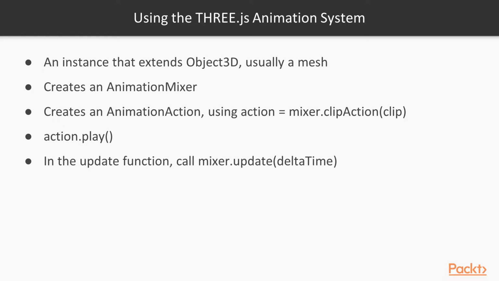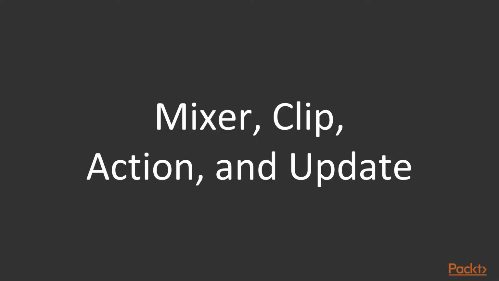5. In the requestAnimationFrame function, call the update method of your mixer, using the time that has elapsed since the last frame update as a parameter. This probably seems very confusing at the moment. The thing to remember is mixer, clip, action, update. But there's nothing better than an example to see what all this really means.